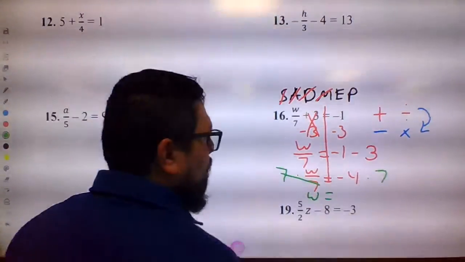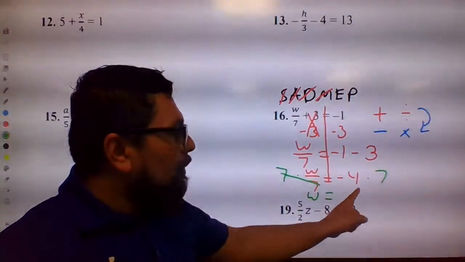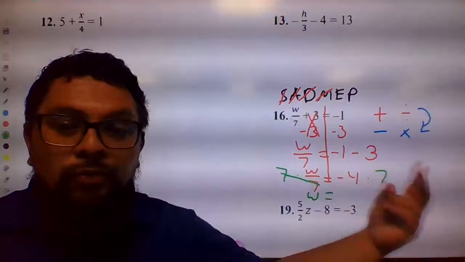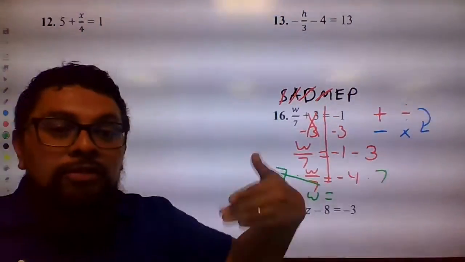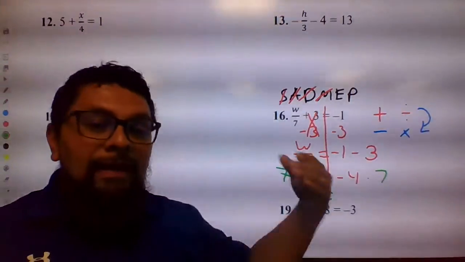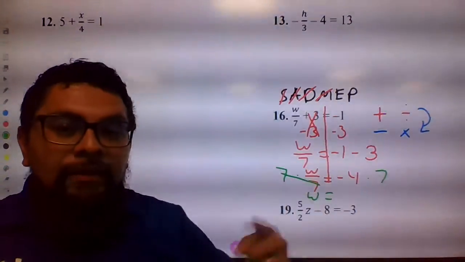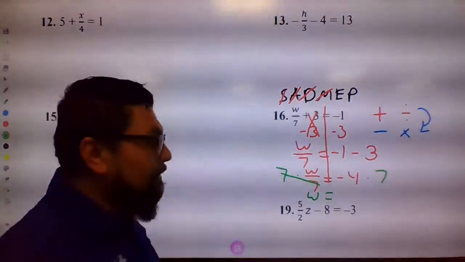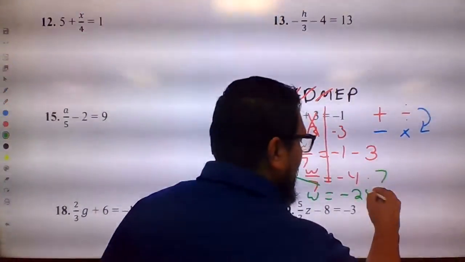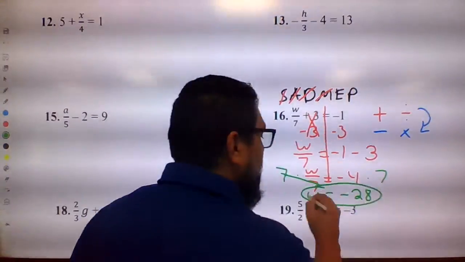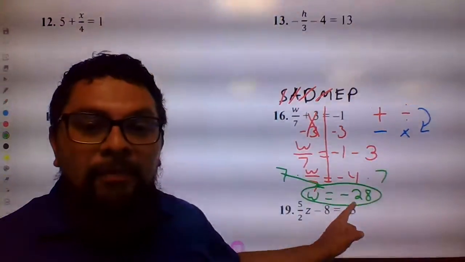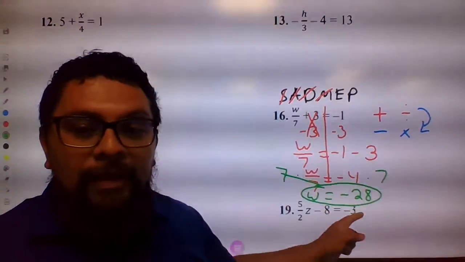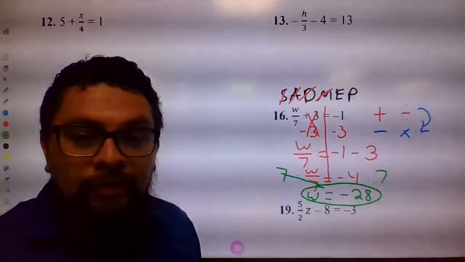W equals negative 4 times 7. Now, again, your integer rules. When you're multiplying integers and you have a negative and a positive, your answer is going to be negative. So it's negative 28. Some of you guys put positive 28. So just remember your integer rules, okay?